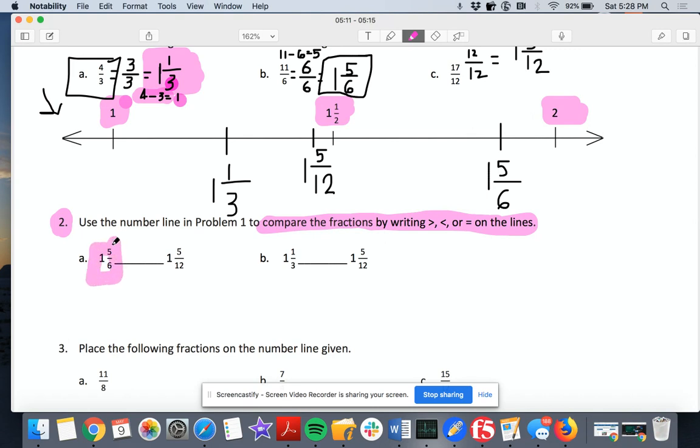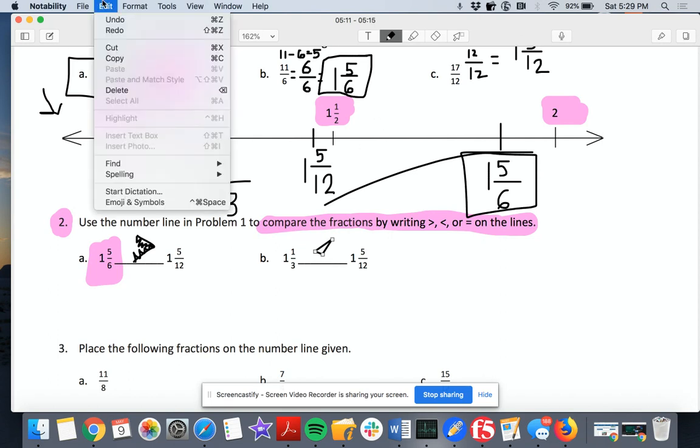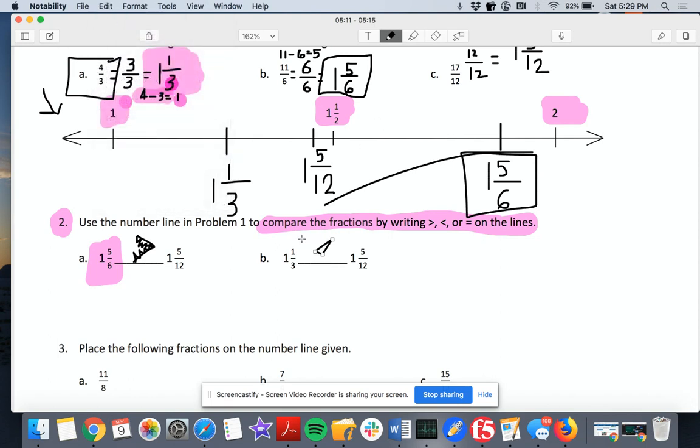So 1 and 5/6 is greater than 1 and 5/12 because, well, we could just look up here, right? 1 and 5/6 is closer to 2. And then we got 1 and 1/3 and 1 and 5/12. Well, we can say 1 and 5/12 is greater than 1 and 1/3 because that 1 and 1/3 is closer to just 1. And we know that 5/12 is closer to a half.